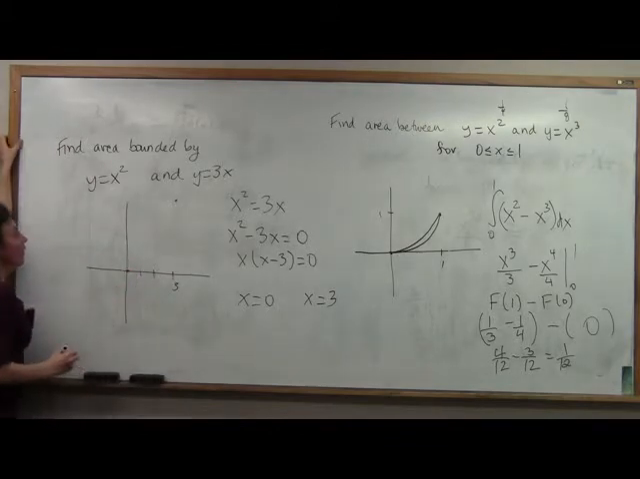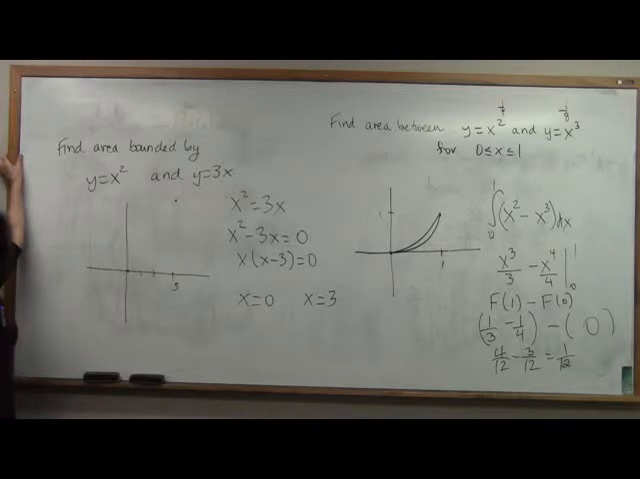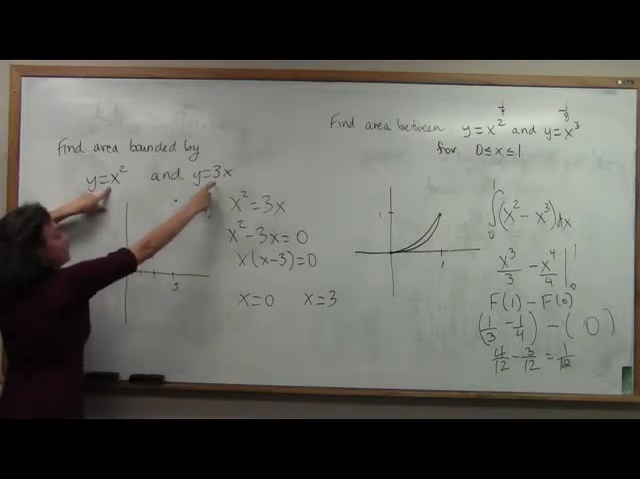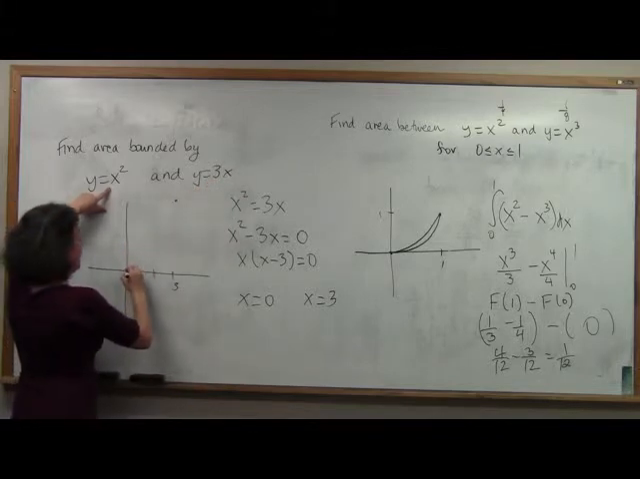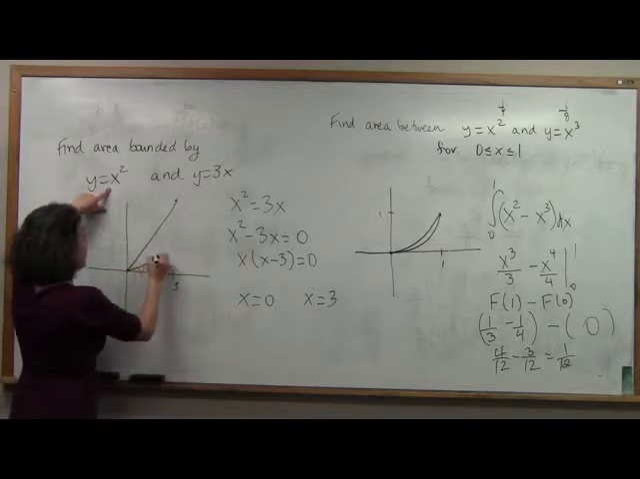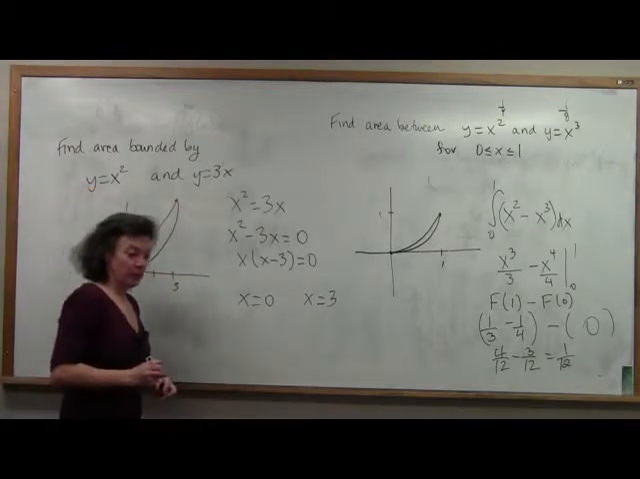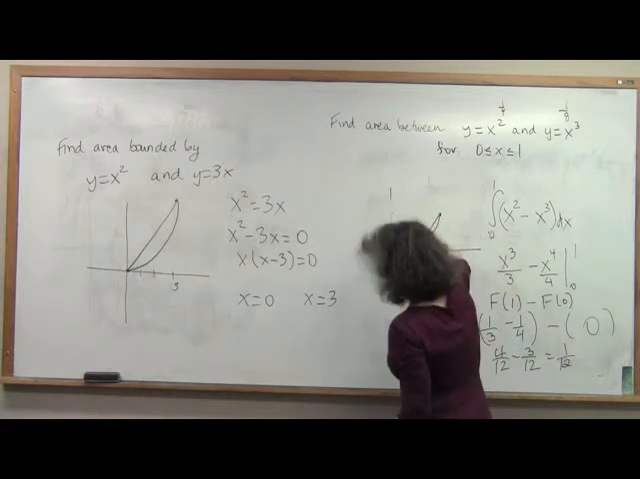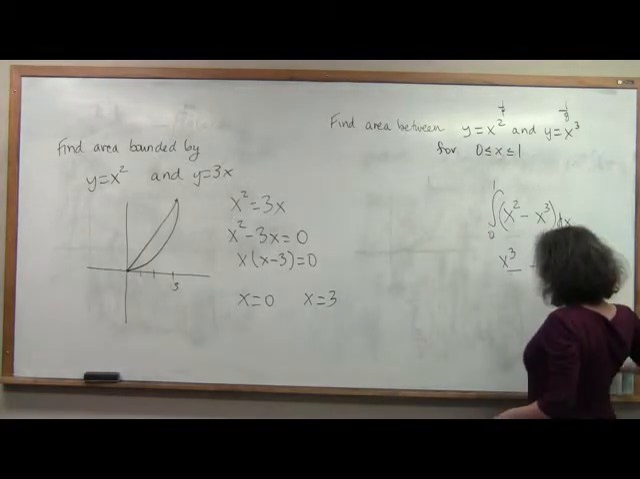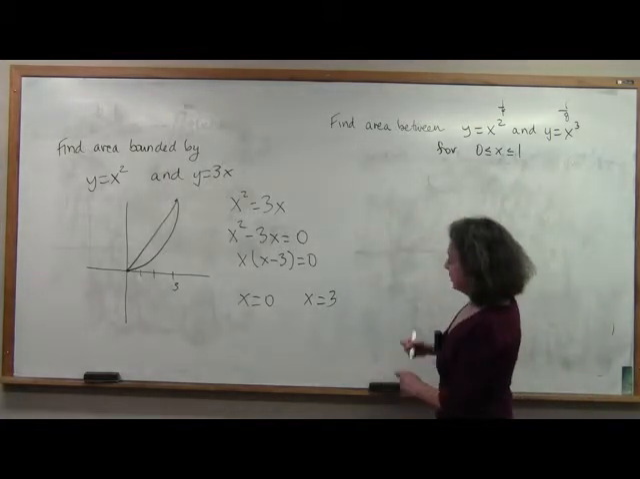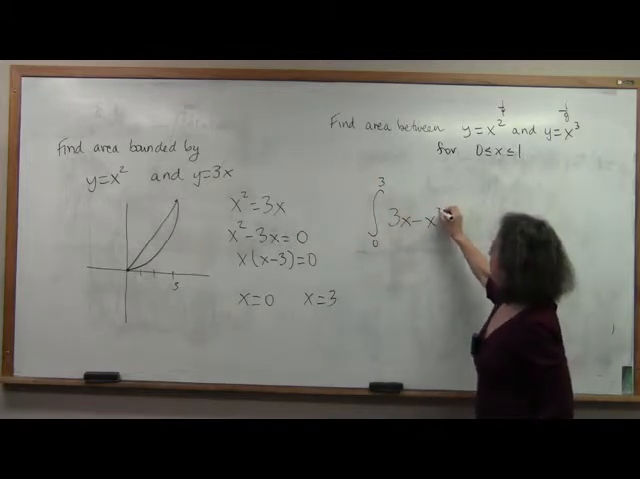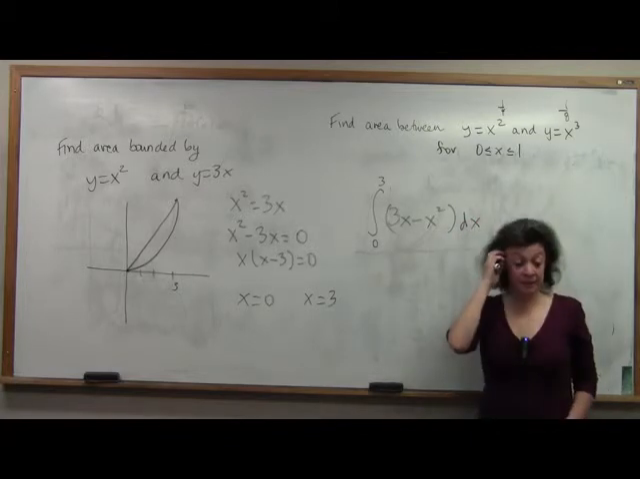Okay? All right. Now, we can ask, who lies on top of the other? Well, let's just take a random point between 0 and 3. Okay? So if I take 1, he's bigger. If I take 2, he's bigger. So I know that my line lies on top of my parabola. Okay? So now that we found those values, we can compute our definite integral. What are we going to look at? We're going to look at the integral from 0 to 3. Since 3x is on top, we do 3x minus x squared dx.